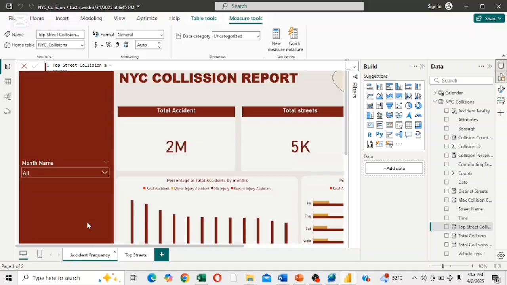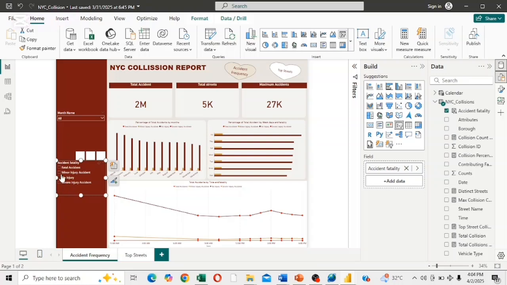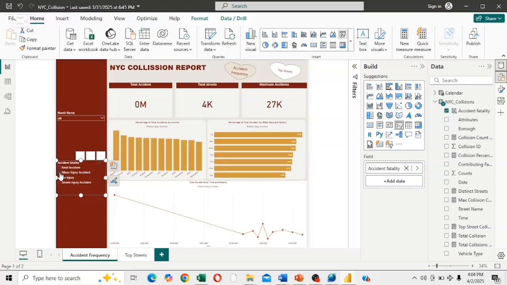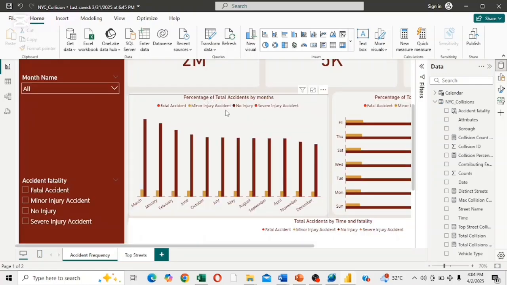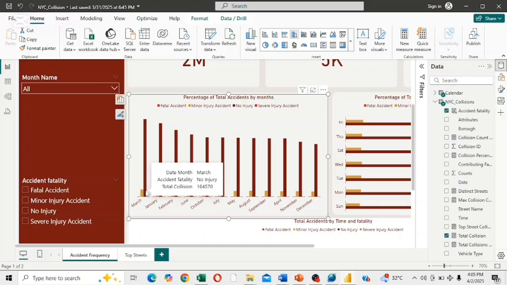So I have two dashboards, and I have my navigators up here. I have the accident frequency, and I have the top streets. Okay, and I have as my slicer here the month name and the accident fatality. When I click on one, it shows us what it is that I am selecting. According to this visualization, the highest accidents occurred in March, followed by January, followed by February. Majority of the accidents, there was no injury.